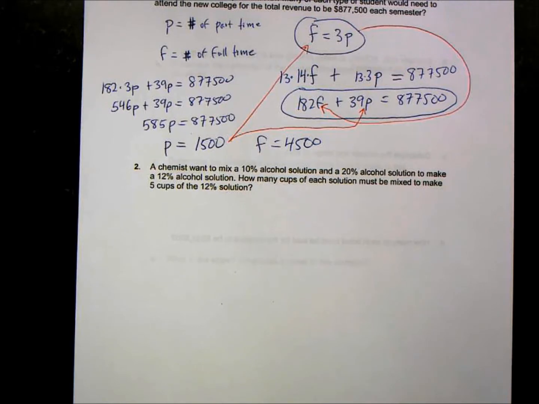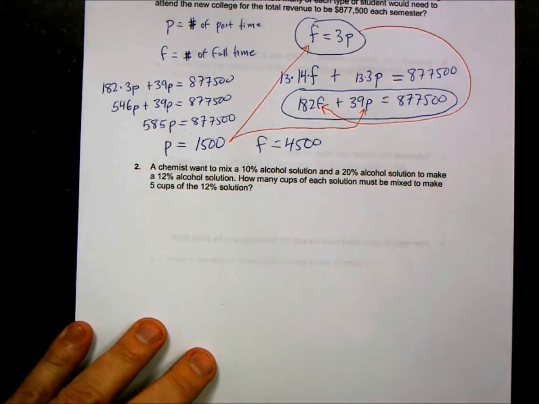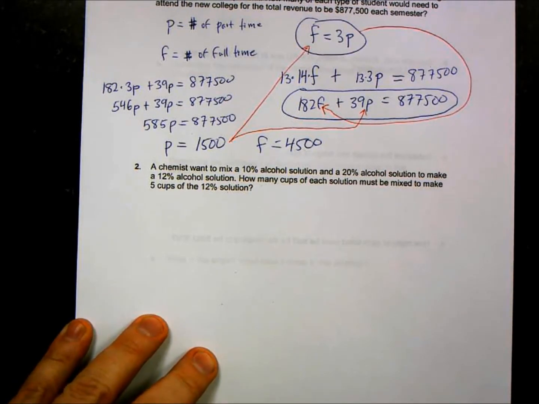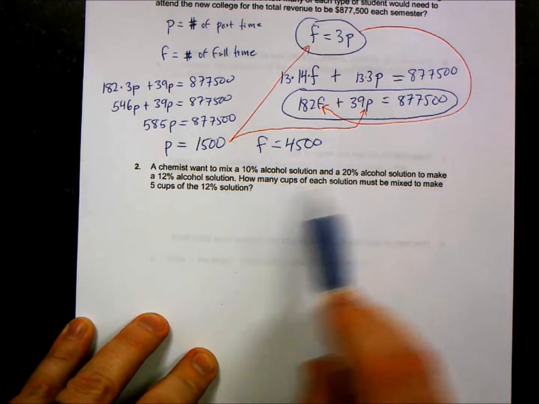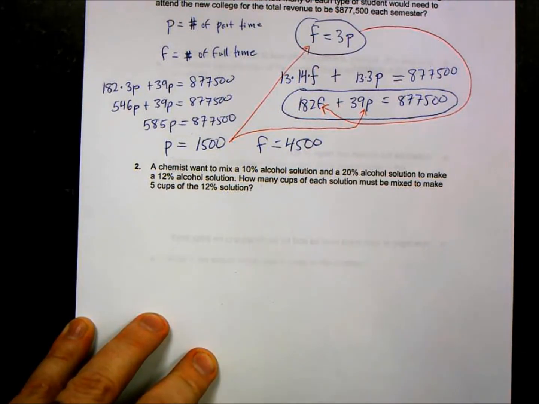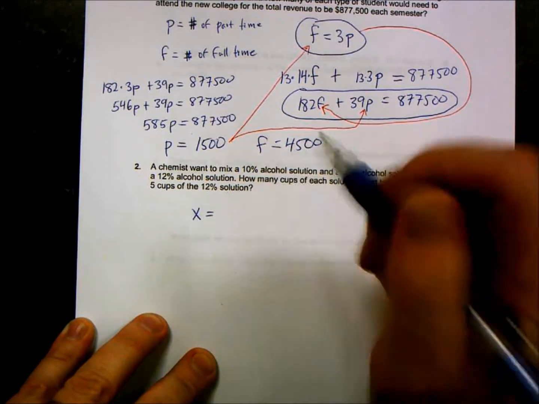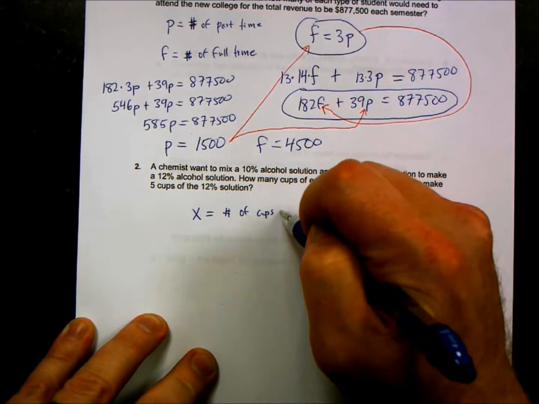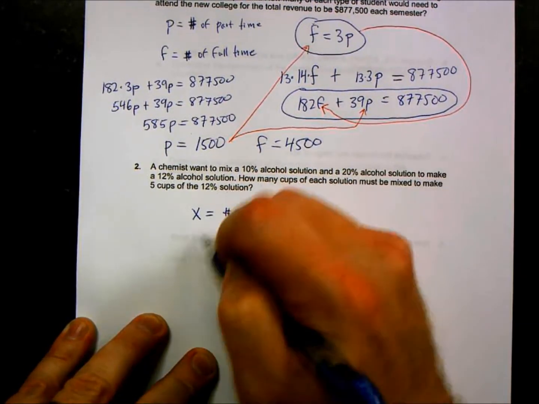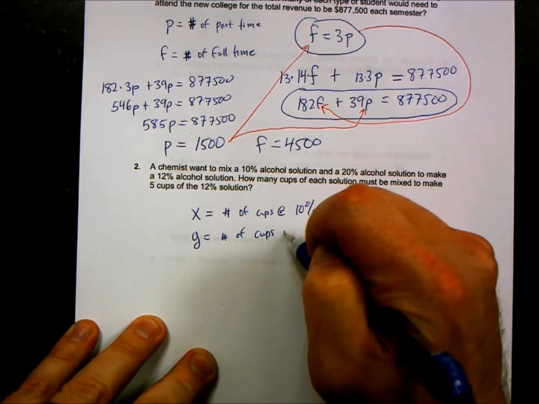S and A. Those are strange choices, but okay. I like C, because cups. The problem with using C for cups is we want cups of 10% and cups of 20%. So I don't want to use C because it's cups twice. I'm going to use X and Y. X equals number of cups at 10%, and Y equals number of cups at 20%.